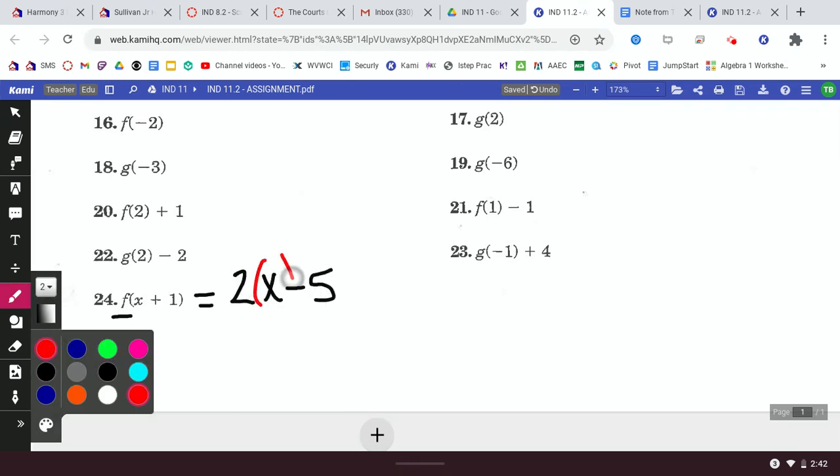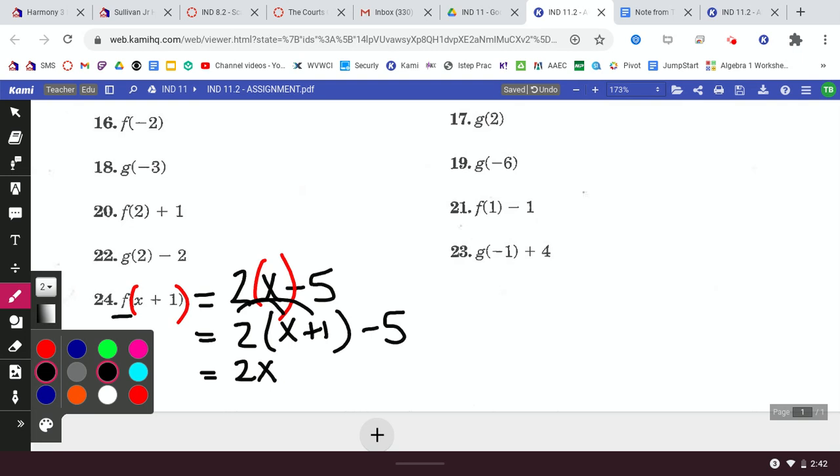We're going to put brackets around the x. And brackets that are already there, that whole thing is my input. So my 2 is part of my function, my bracket. Now in place of x, I'm going to put the whole input that is in parentheses, which is x plus 1. And then minus 5, because that's the rest of my function. And then I have to distribute. So 2 times x is 2x. 2 times 1 is 2, minus 5.